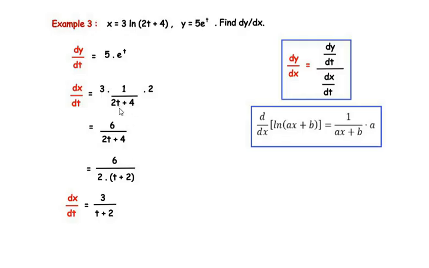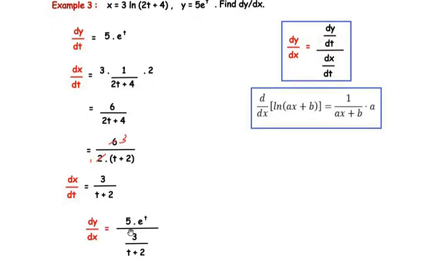Now in the next step we have factorized this denominator, that is we have taken 2 as a common factor out, giving us 6 over 2 times t plus 2. Now 2 divides 6, that is 2 times 1 is 2 and 2 times 3 is 6, giving us dx by dt is equal to 3 over t plus 2. Now once we have dy by dt and dx by dt, let us plug it in this formula, giving us dy by dx is equal to, in place of dy by dt we have written 5 times e to the power of t over dx by dt is 3 over t plus 2.